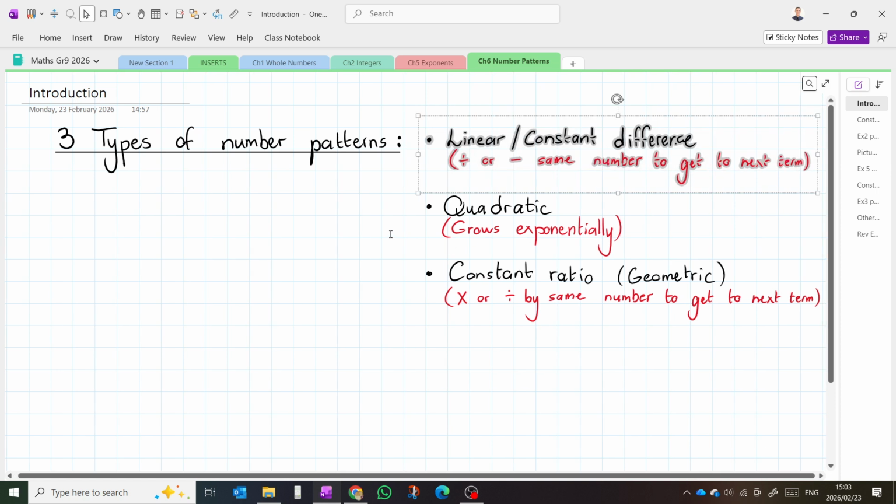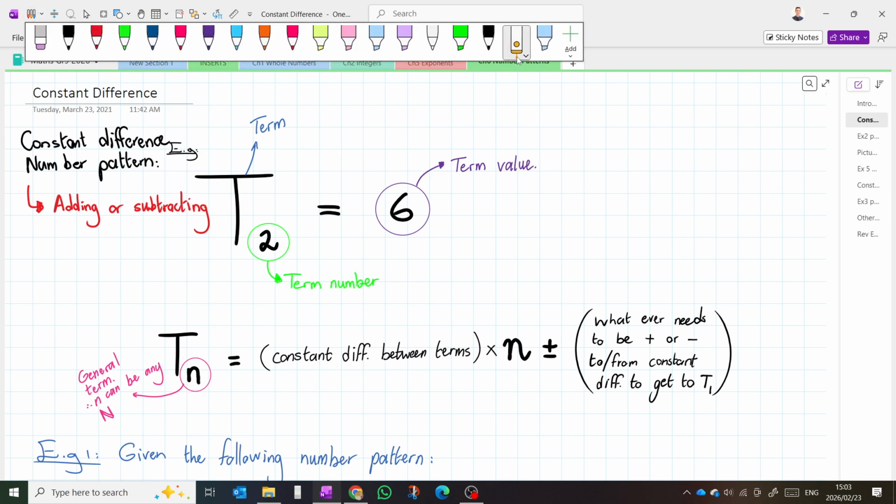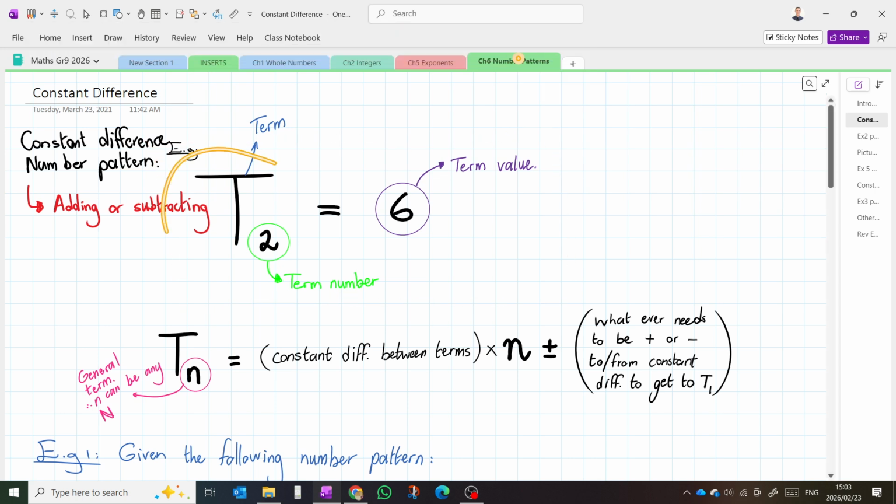But we're also going to look at some terminology. So let's look at some terminology. Firstly, this is just how we write certain things. Let me get my little pointer. And this is a notation example. So this would just be how we would write that term number 2 has a value of 6. So the second term in the number pattern has a value of 6. Okay. It is just a notation.